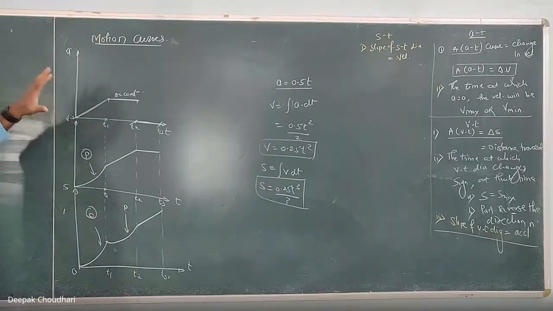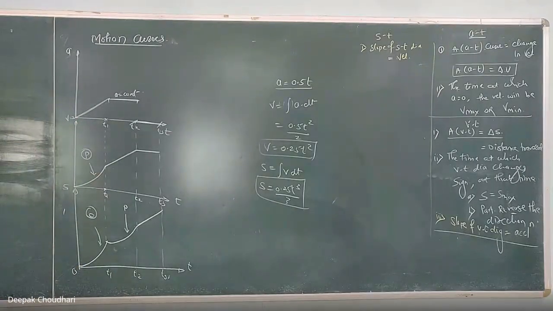Understood? So all you have to remember is that the degree of the VT curve is 1 degree more than AT, and the ST curve is 1 degree more than VT. The degree increases by one when we move from top to bottom, and if we go from bottom to top, it decreases by one degree.